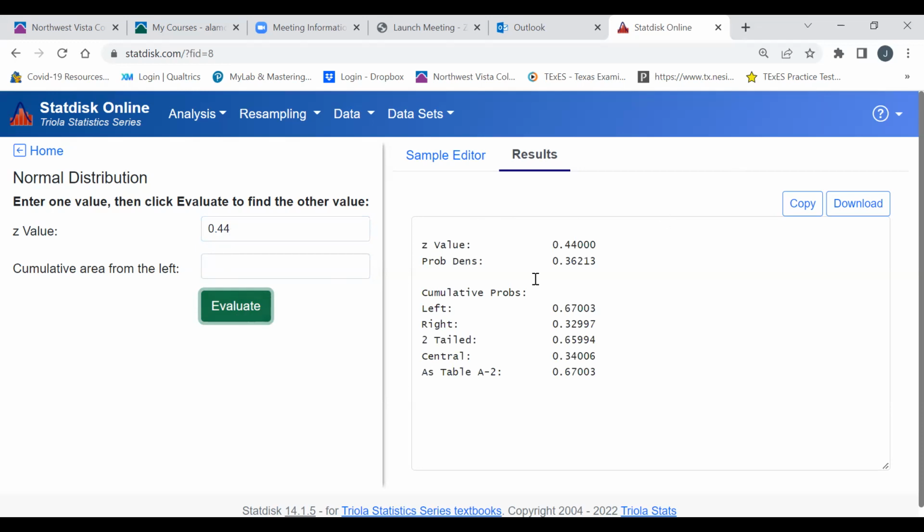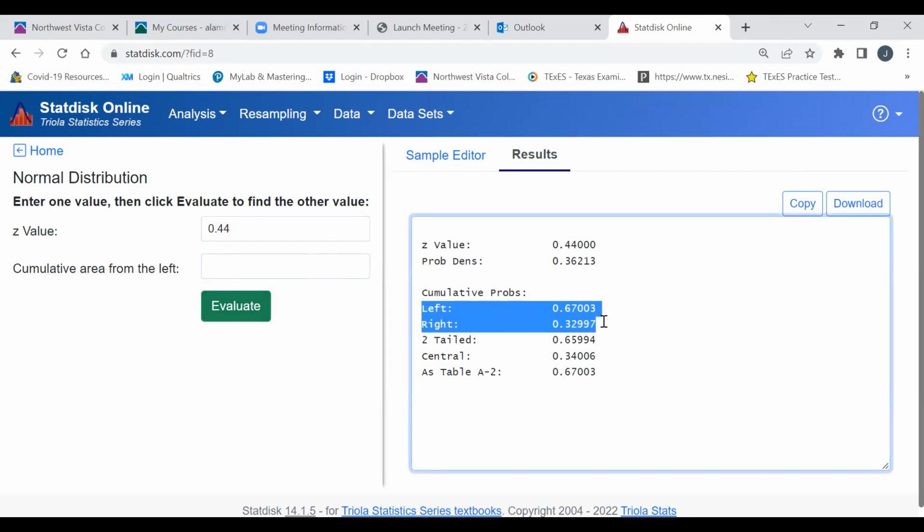You're going to get all this stuff here. The two main values you want to keep an eye on are these two numbers. You don't need these top two or these bottom three. You need these two for sure. Now, recall when we shaded, did we shade to the left or to the right of 0.44? We shaded to the left, so that's going to be our answer.